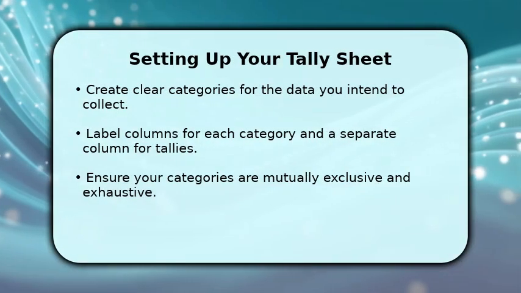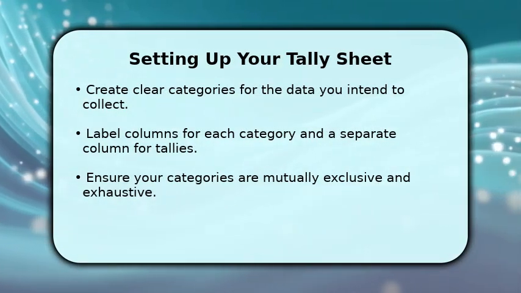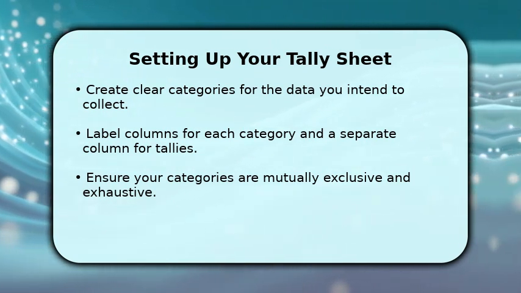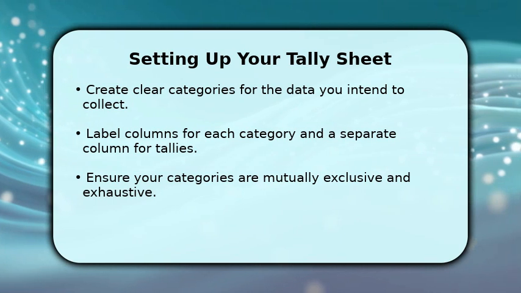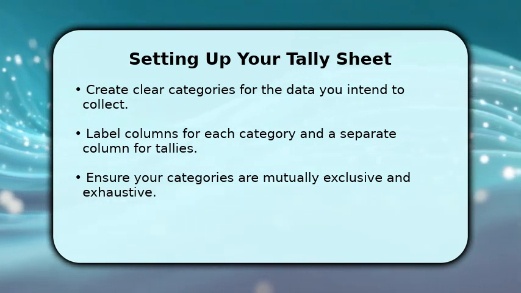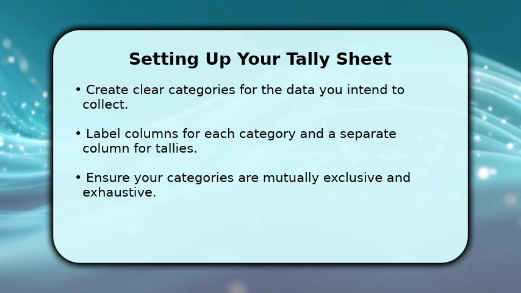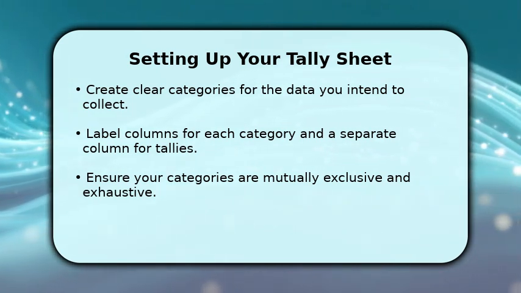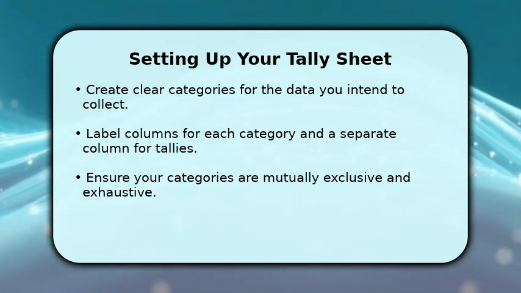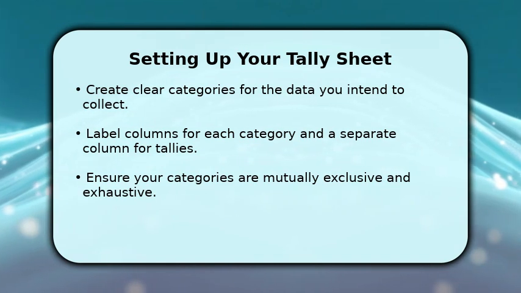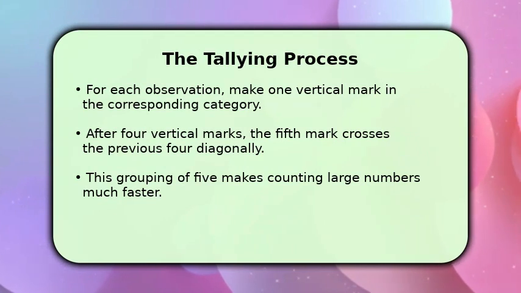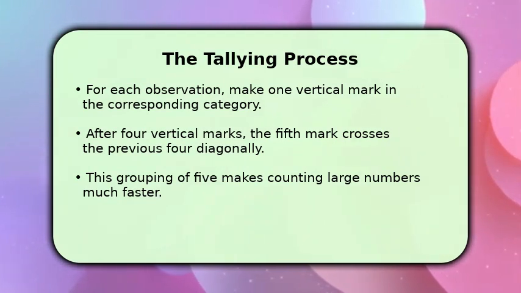To begin, prepare your tally sheet by clearly defining the categories you will be observing. For instance, if you are counting types of responses, list each response option. Then, create a column next to each category where you will place your tally marks. This structured approach ensures that every piece of data has a designated place, preventing confusion and maintaining data integrity throughout your collection period. As you collect data for every instance of a category, draw a single vertical line.